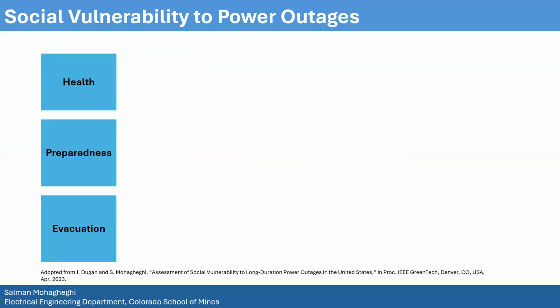Now, a lot of research has been done focusing on social vulnerability against natural disasters. However, when it comes to studying vulnerability against long-duration power outages, this area is relatively unexplored. In an earlier work, we developed a multidimensional index of vulnerability against power outages based on 3 dimensions of health, preparedness, and evacuation. Health looks at being at risk of detrimental health effects during an outage.